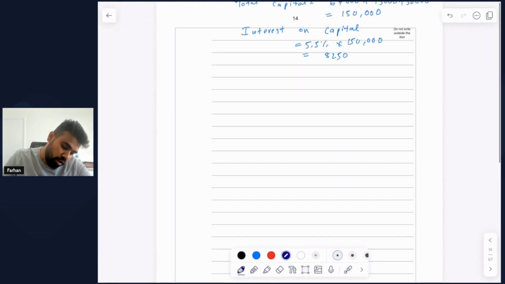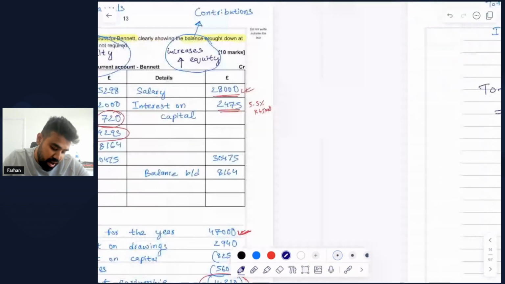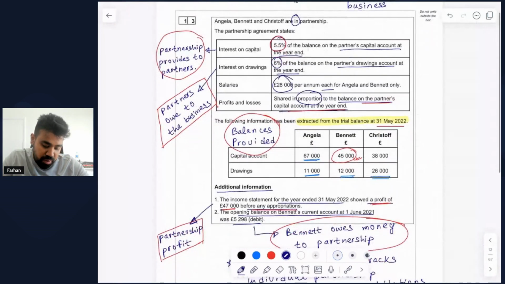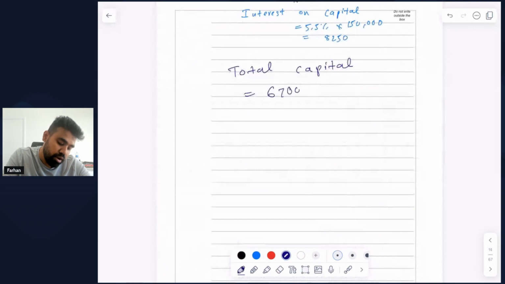So first of all, we want to find the total capital. Let me quickly show you the calculations here. How did we find the total capital to begin with? We added every investment given in the second table. So we added 67,000 with 45,000 with 38,000. Let's do that: 67,000 plus 45,000 plus 38,000.